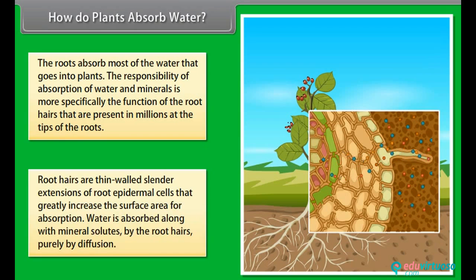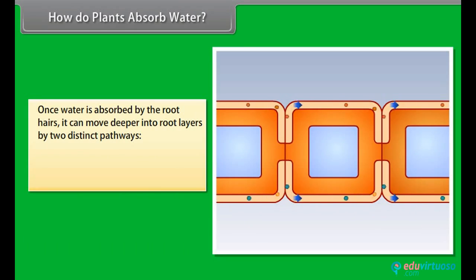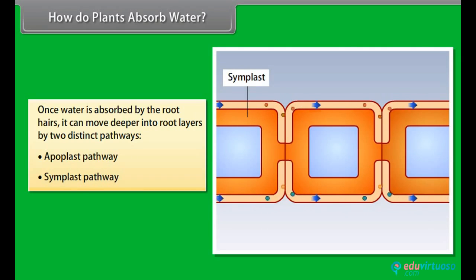Root hairs are thin-walled, slender extensions of root epidermal cells that greatly increase the surface area for absorption. Water is absorbed along with mineral solutes by the root hairs, purely by diffusion. Once water is absorbed by the root hairs, it can move deeper into root layers by 2 distinct pathways: Apoplast pathway and Symplast pathway. We will know them in detail in the next few screens.